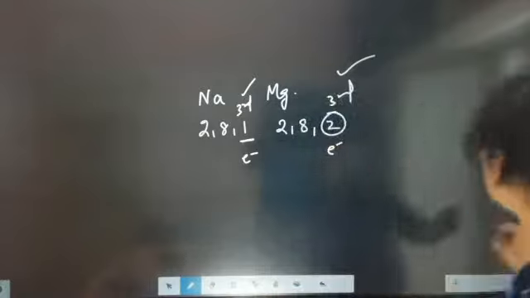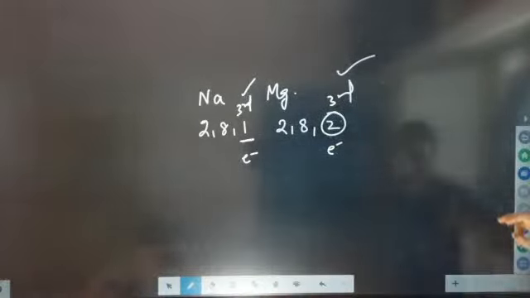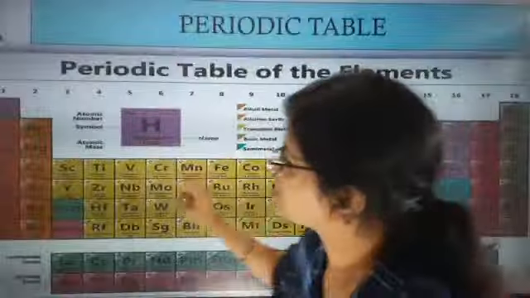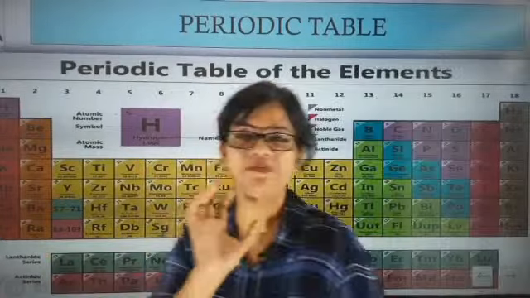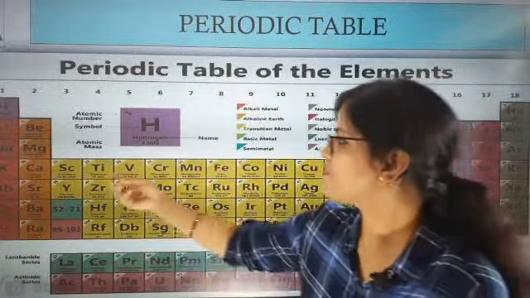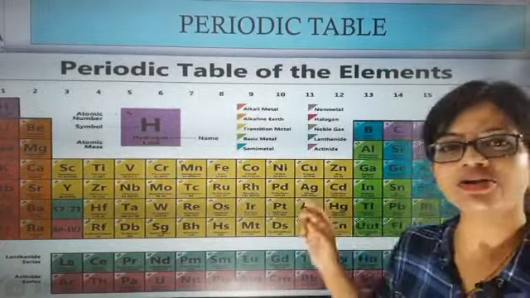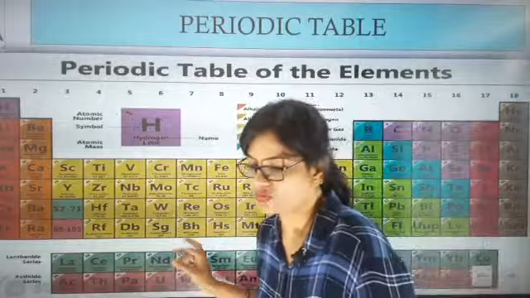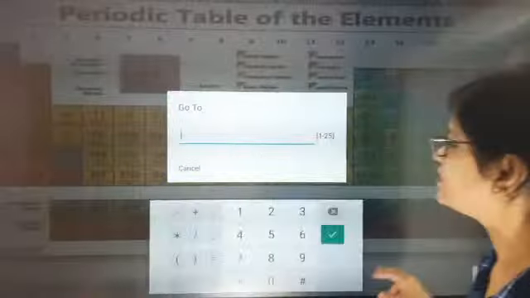Shall we check the period number of sodium and magnesium? You see, the period number of sodium and magnesium is the same. Sodium, magnesium, same period. Then you see potassium, calcium, same period. Here also the electrons are filled in the same orbit, which represents the same period, the 4th period. I hope you have understood this point.